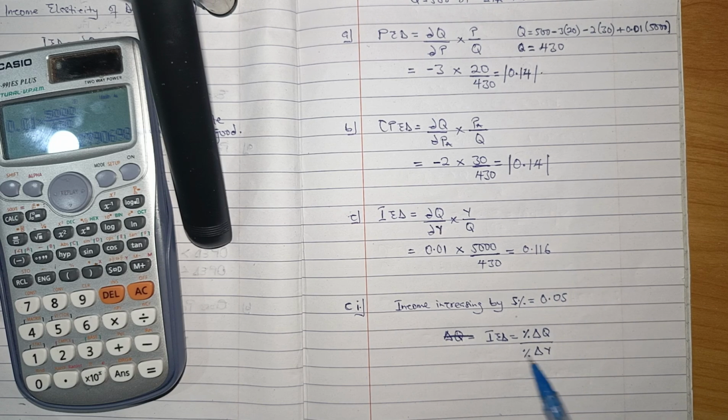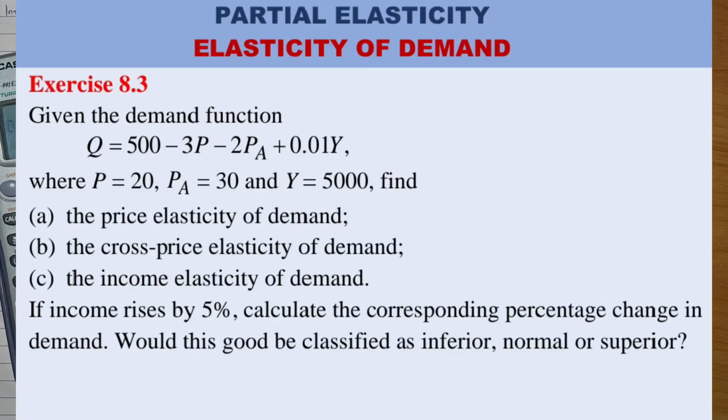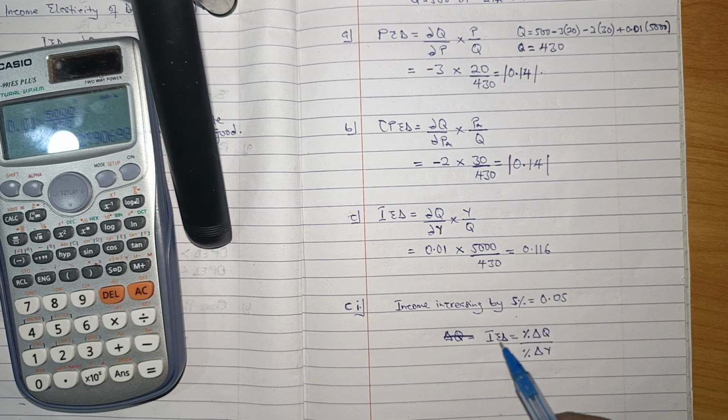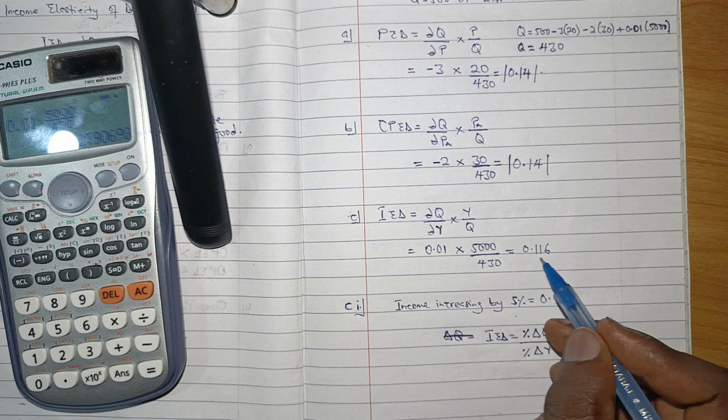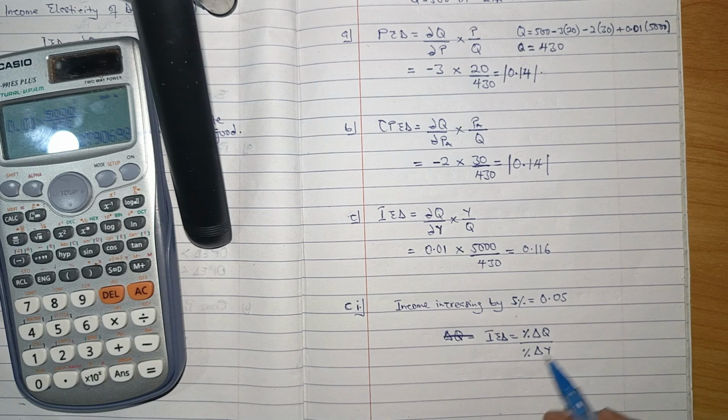Okay. So we want to find the impact. So in this question, they're saying that if income rises by 5%, we should calculate the corresponding percentage change in demand. So if it rises by 5%, what is the impact on demand? Okay, that's what we are looking at. And to do that, we use income elasticity of demand equals what? Percentage change in quantity demanded over percentage change in what? Income. Okay. So already we have income elasticity of demand here. So we just put in the value.